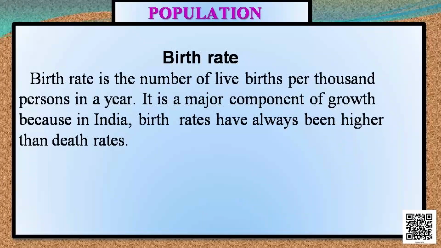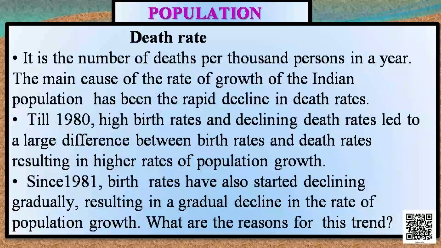Let us discuss death rate. What is the meaning of death rate? It means the number of deaths per 1,000 persons in a year. And you know children, the main cause of the rate of growth of Indian population is the rapid decline in the death rate. Till 1980, high birth rates and declining death rate led to a large difference between birth rate and death rate, resulting in a higher rate of population growth.